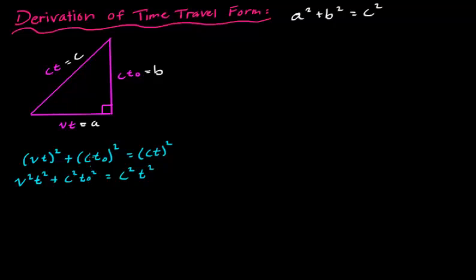Okay, so we're solving for t, not t sub 0. So don't get those mixed up, first of all. Whenever we solve for something, we want to get it all on the same side. So let's take v squared t squared and move that over to the right side. That's going to leave us with c squared t0 squared equals c squared t squared minus v squared t squared.